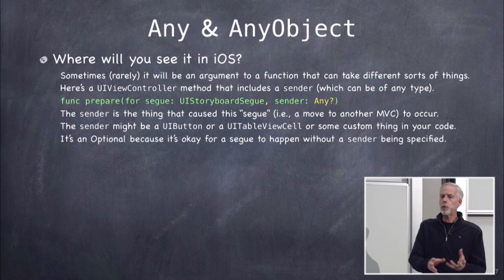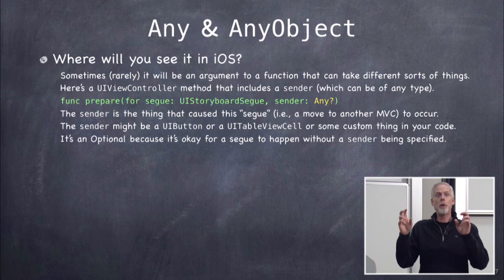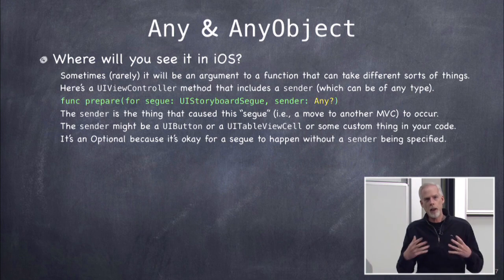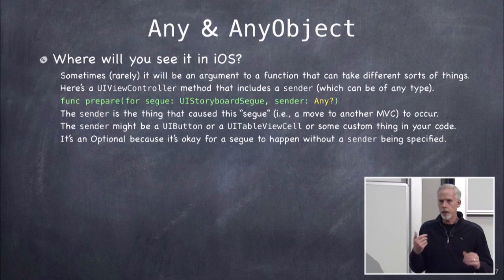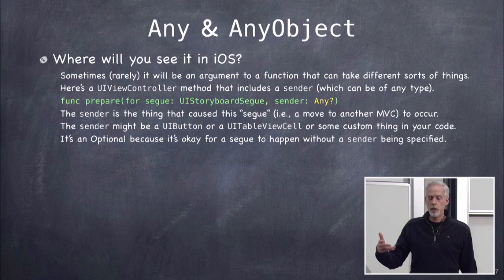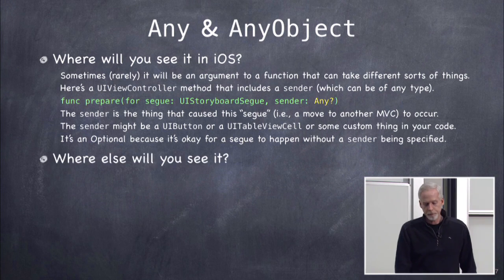So if this were a Swift API, they wouldn't have done any. They'd have had a protocol where you could be a segue sender. And you'd have to implement probably some functionality that would make sense here, okay? But in this case, it's any. It's known as optional any too, because you can have nil. A sender could be nil.